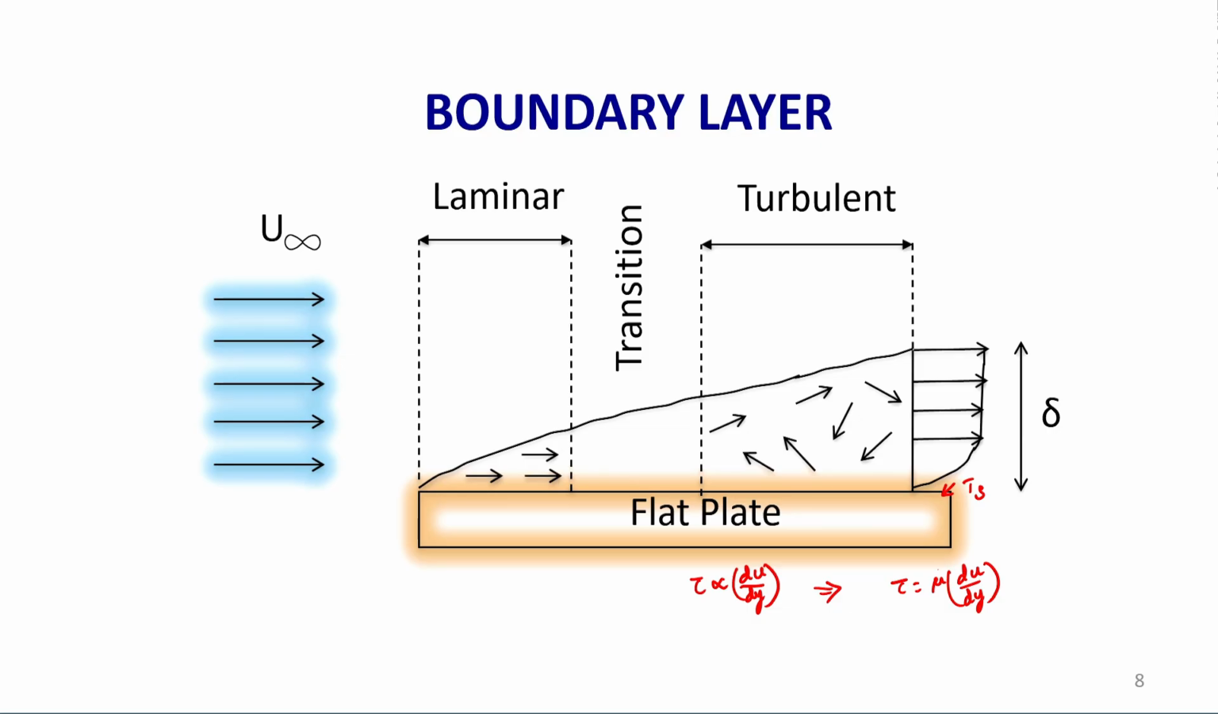When we join all these points, you will get a curve like this. This one refers to the boundary layer, and this delta refers to the thickness of the boundary layer. This is the velocity gradient, and after this point, there is no velocity gradient. And we know there is a correlation which connects the viscosity and the shear stress. Shear stress tau is equal to mu into du by dy.